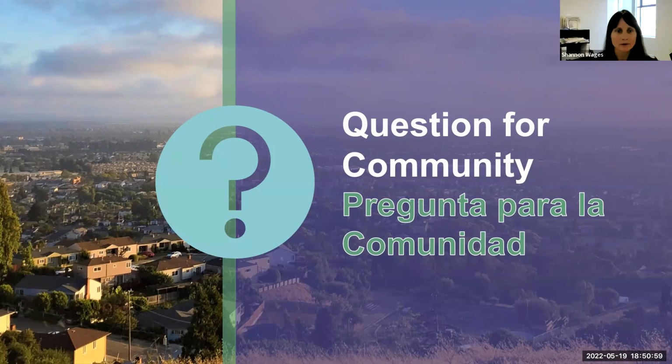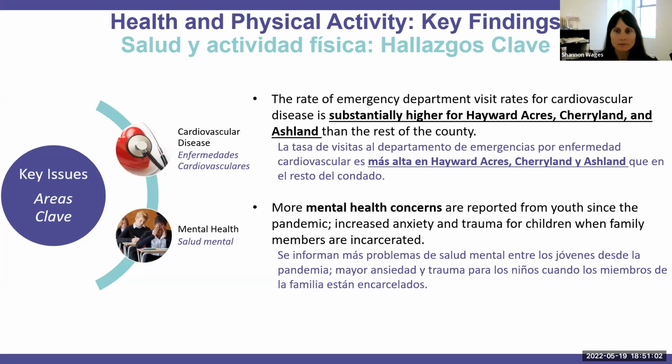Okay, thank you. So this topic is important to the environmental justice plan because physical activity is shown to be important for both physical and mental health. And diseases such as cardiovascular disease and diabetes are linked to the lack of physical activity.